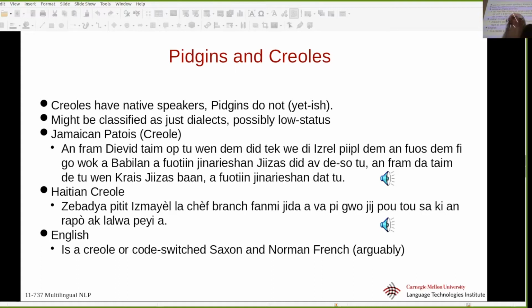Now, we all speak English, I'm assuming, and English is arguably a Creole and maybe even code switched, depending on how you look at it, between Saxon and Norman French. The fundamental grammar of English is mostly Germanic, and a lot of the lexicon and some parts of the grammar are actually from Norman French, very Latinate. And they've been mixed for some 800 years, okay?